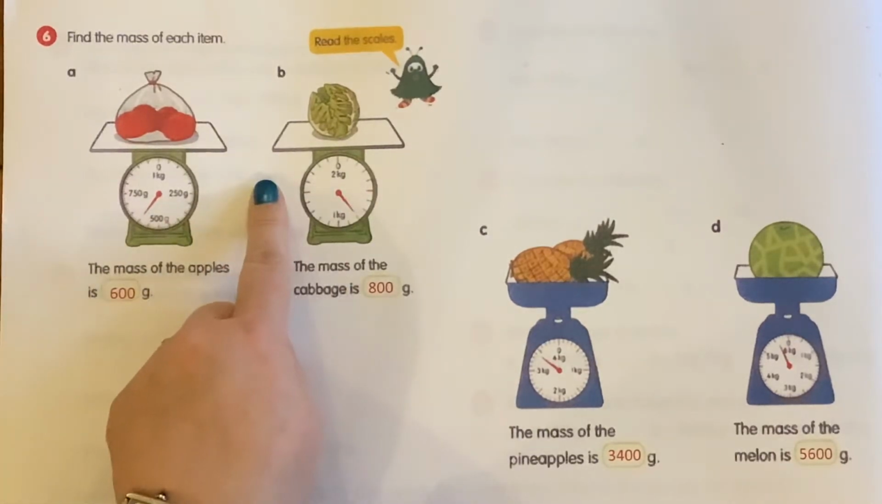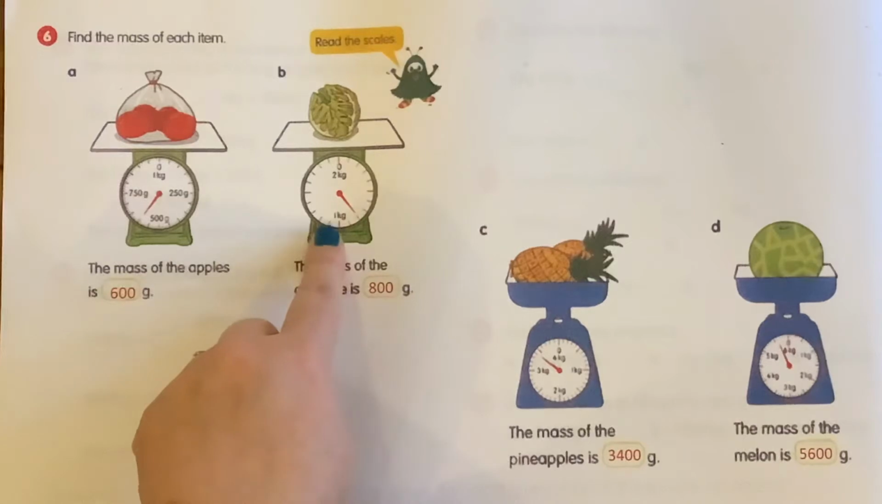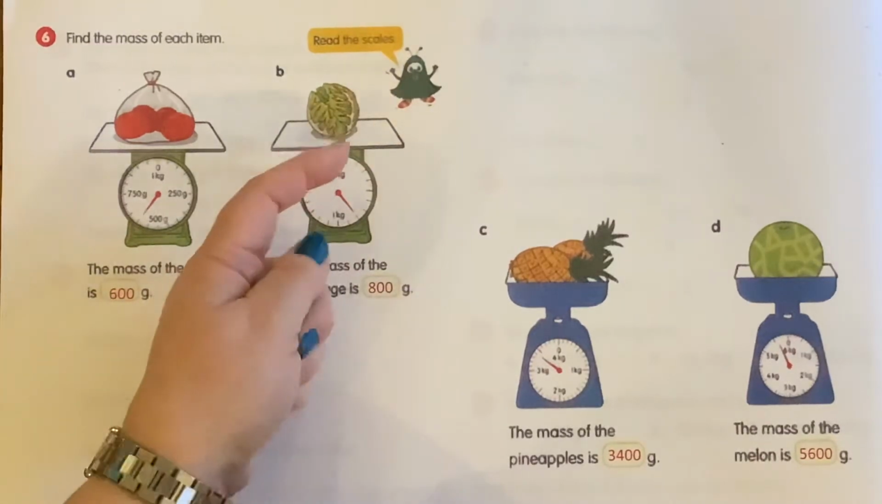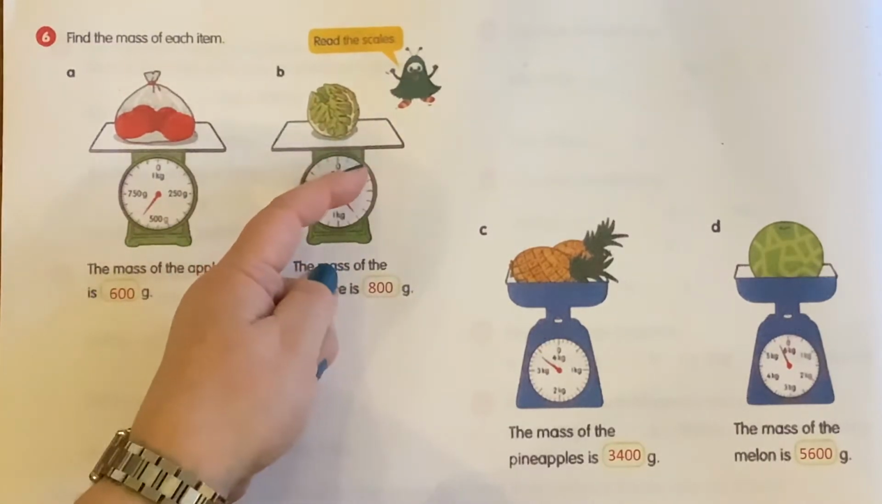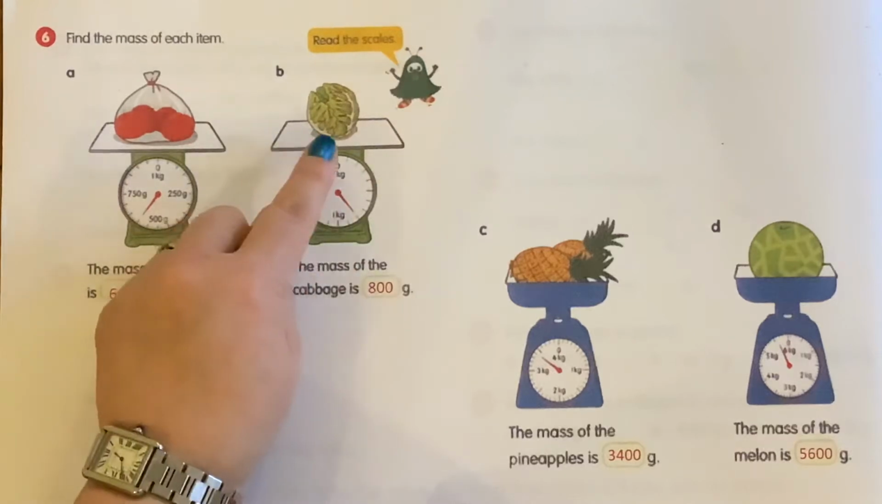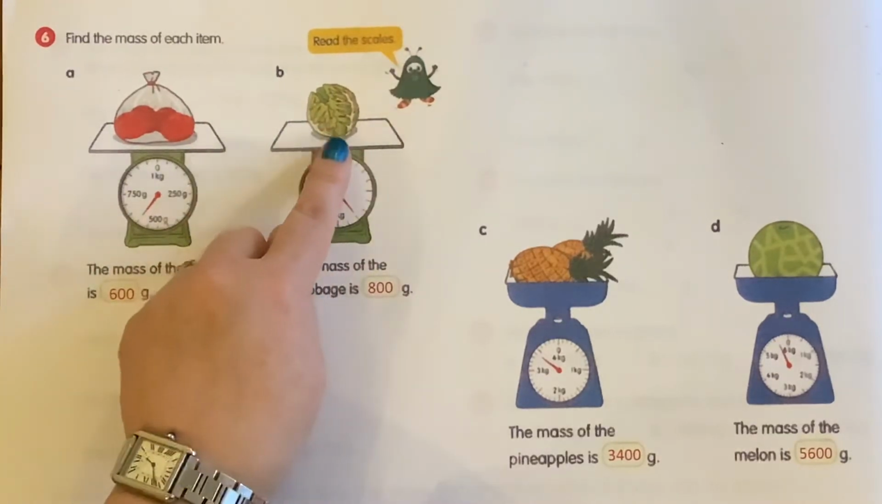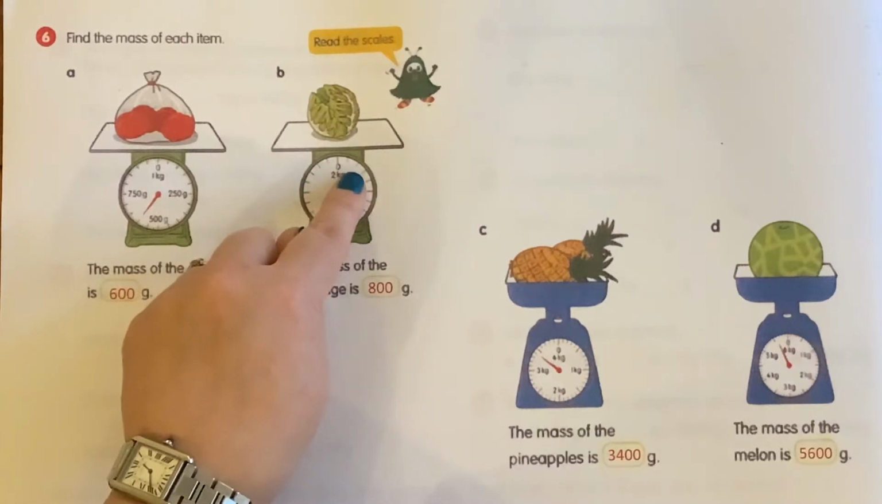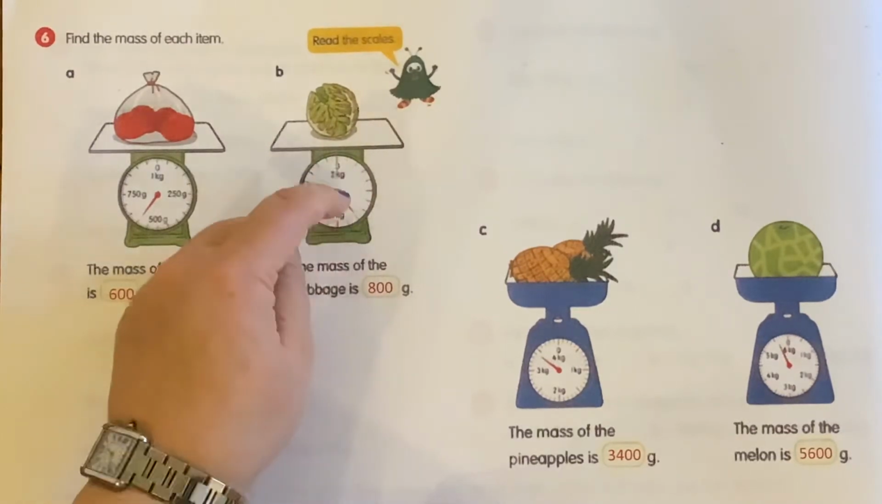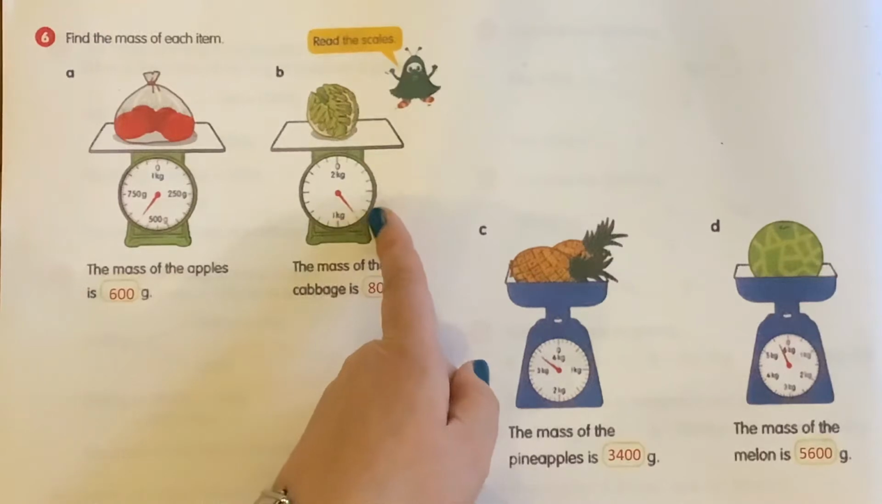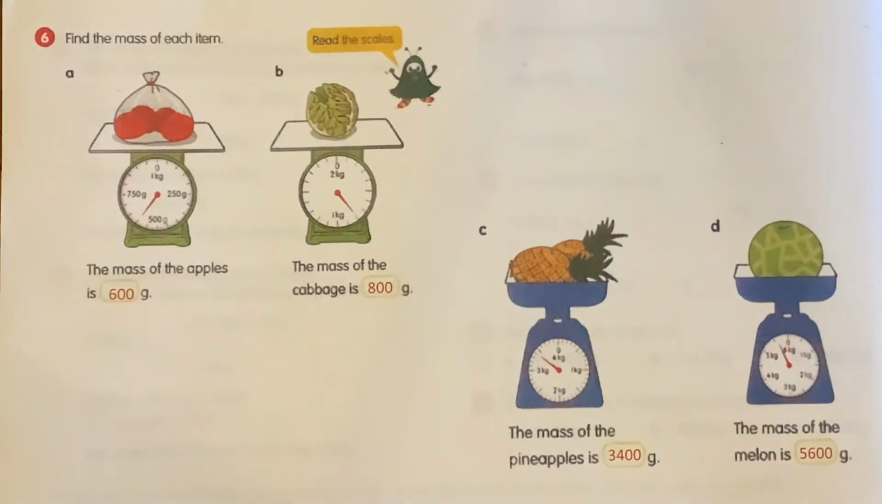The cabbage is on a different scale. We have 1 kilogram, and each of these markings represents 100 grams because there are 10 up to 1 kilogram. 100, 200, 300, 400, 500, 600, 700, 800 grams.